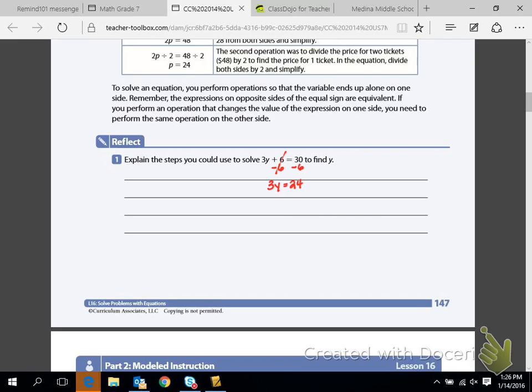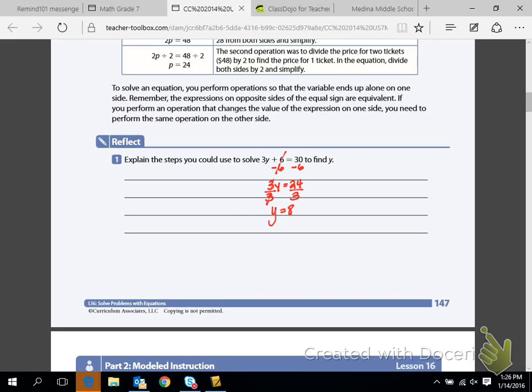And then to figure out what 3 is multiplied by to get 24, we would divide. So you would divide by 3 on both sides. And again, when this cancels, you are left with y = 8. So now the variable is isolated.